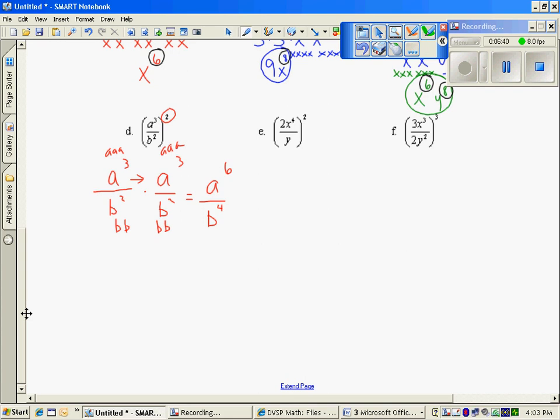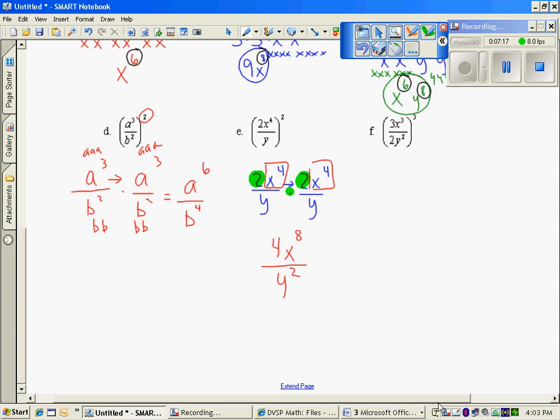Letter E, again I have 2x to the 4th over y, and I have this fraction written twice. Again, to multiply, I like to go straight across. Now instead of writing the commutative property every time, I'm going to sort these mentally. I'm going to take what we call the coefficients, or the numbers out front. 2 times 2 is 4. Now I look at my x to the 4th times x to the 4th. If I expanded or wrote all of those out, I would have 8 x's being multiplied. y times y is y squared.